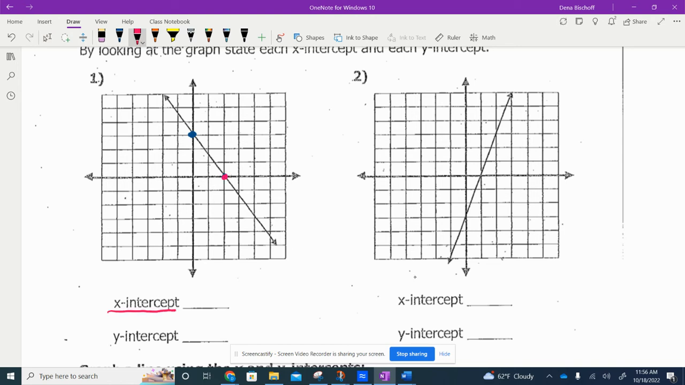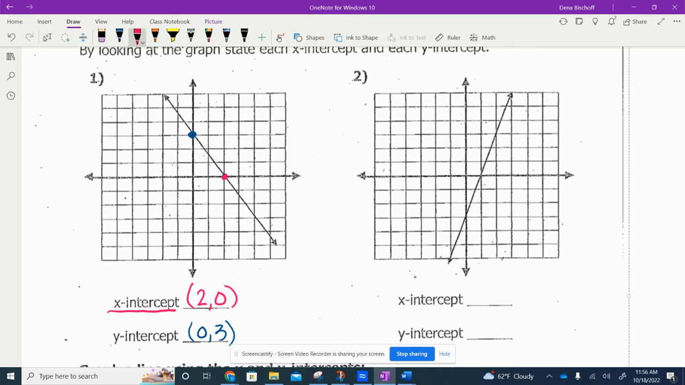X-intercept right here. What is that ordered pair? 2 what? It's the ordered pair 2, 0. The y-intercept, that's this point right here. What's that ordered pair? 0, 3. Okay, write your intercepts as ordered pairs.